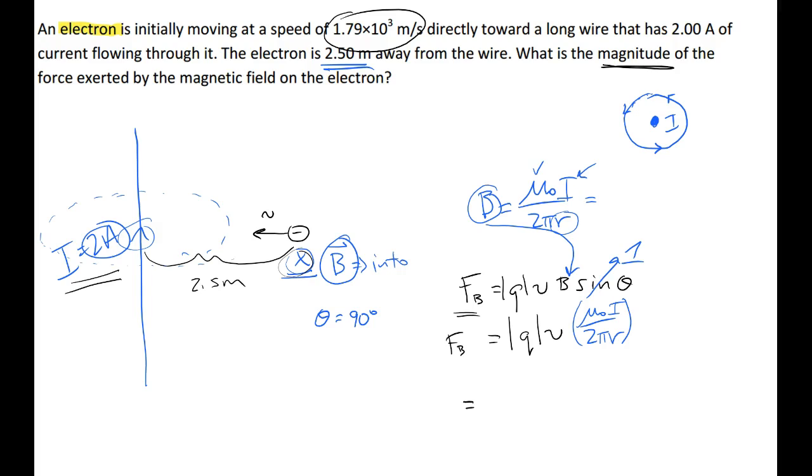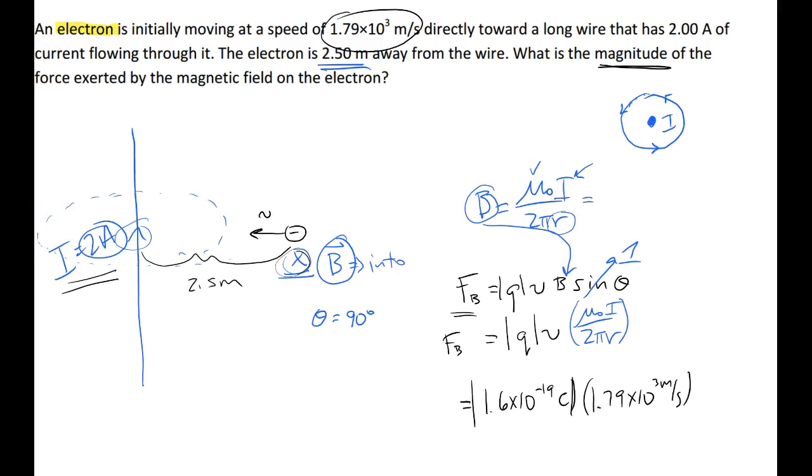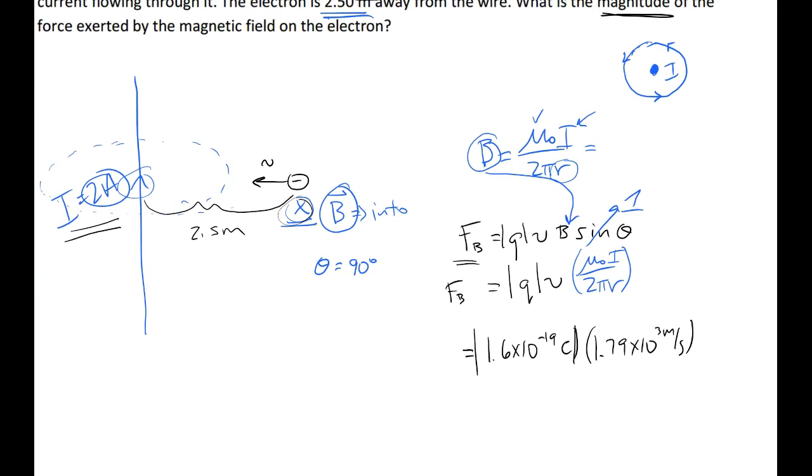So we know that the charge is 1.6 times 10 to the negative 19th coulombs, absolute value. It would be negative because it's an electron, but that's okay. The velocity is 1.79 times 10 to the third meters per second. That's my velocity. Okay, I'm going to have to come down here to finish that out. So mu naught, imagine that this is right there. Mu naught is 4 pi times 10 to the negative 7th tesla meter per amp, times the current, which we said was 2 amps, all over 2 pi times the distance.